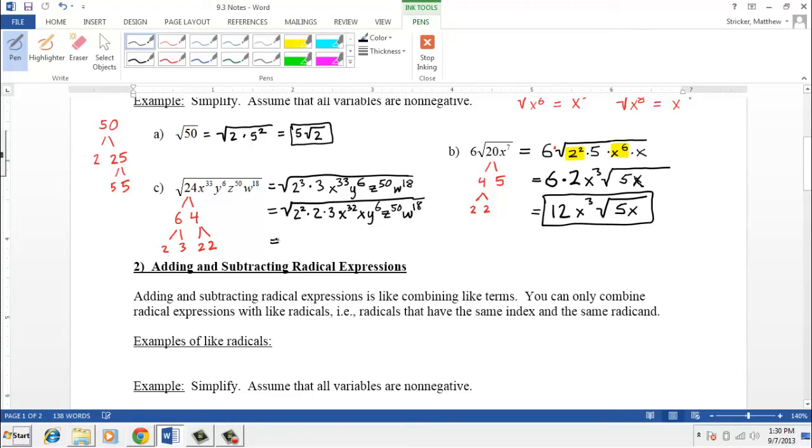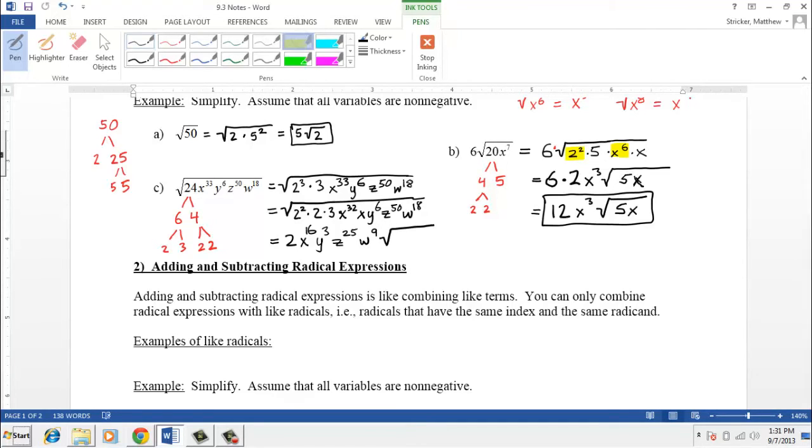But now we can pull stuff out, because the square root of 2 squared is 2. The square root of x to the 32nd is x to the 16. Remember, we just take 32 divided by 2. Square root of y to the 6th is y to the 3rd. The square root of z to the 50th is z to the 25th. Square root of w to the 18th is w to the 9th.